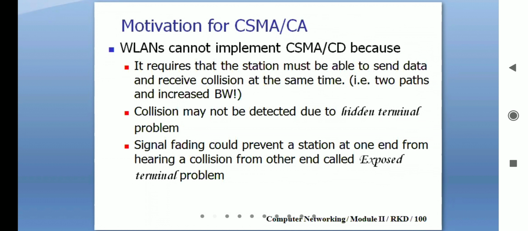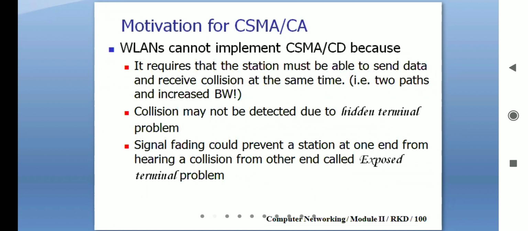If you implement this protocol in a wireless medium, a collision may occur, but this protocol cannot detect it because of the hidden terminal problem. We will discuss later what we mean by the hidden terminal problem. The third reason is that if the signal is moving over a long distance, after some time the signal may become weak. Because of that, a terminal far away from the sender may not hear the collision. In this situation it is very difficult to detect the collision, and this is known as the exposed terminal problem.